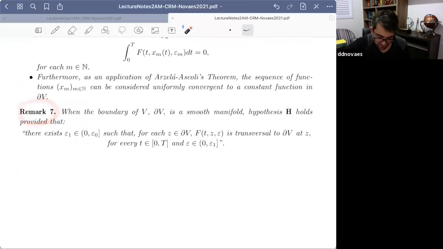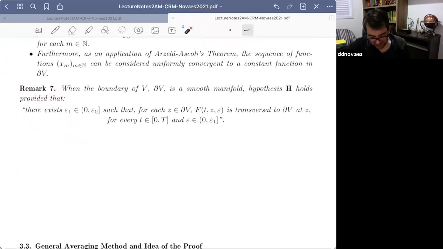Remark 7 provides a nice geometric condition that is not equivalent to hypothesis H but implies hypothesis H. If we assume that the boundary of our open set V is a smooth manifold, then hypothesis H holds provided that there exists an epsilon 1 such that for each z in the boundary of V, this vector f(t, z, epsilon) is transversal to the boundary of V at z for every time and every epsilon in (0, epsilon 1). So why is that?